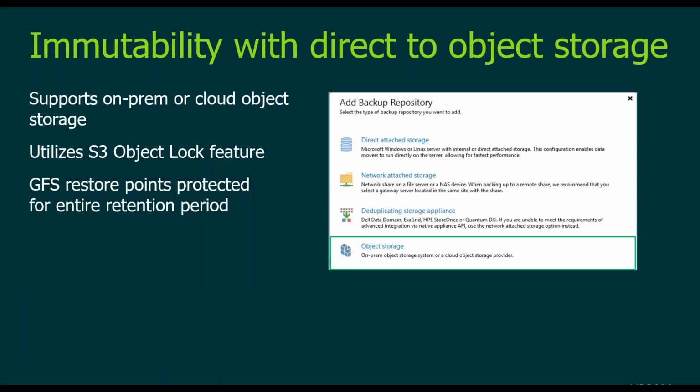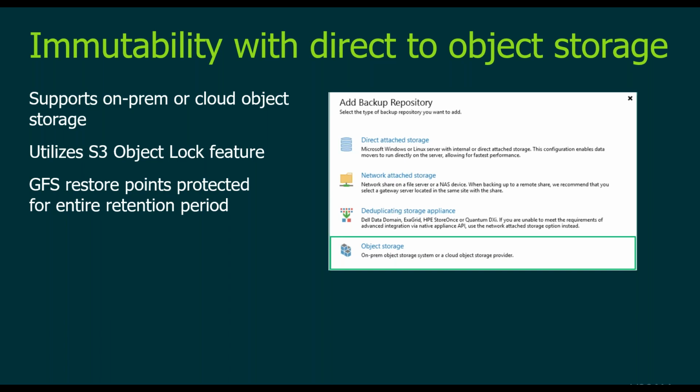In the previous version, object storage was limited to the scale-out backup repository as part of your capacity and archive tier. However, with V12, you can now write backups directly to object storage. Additionally, the new direct to object storage supports immutability as well, by utilizing the S3 object lock feature.